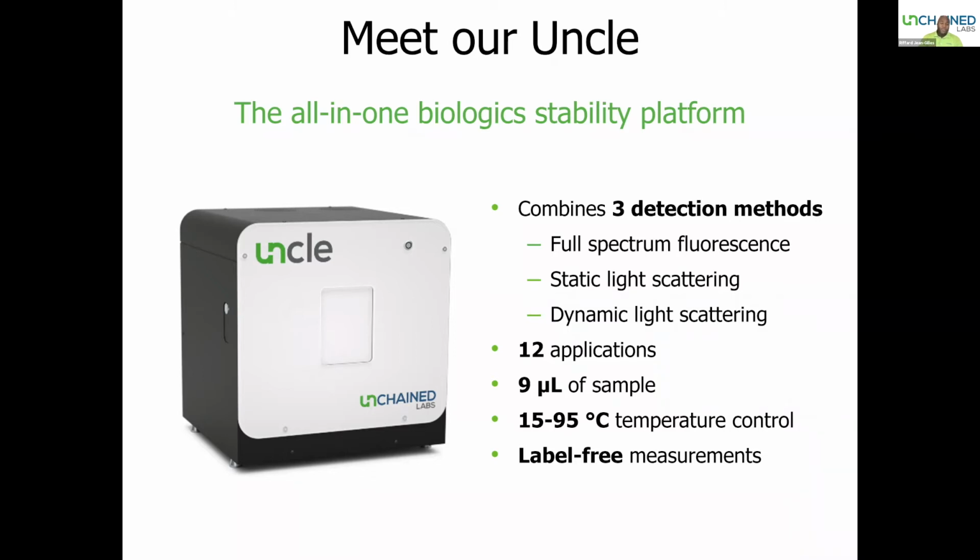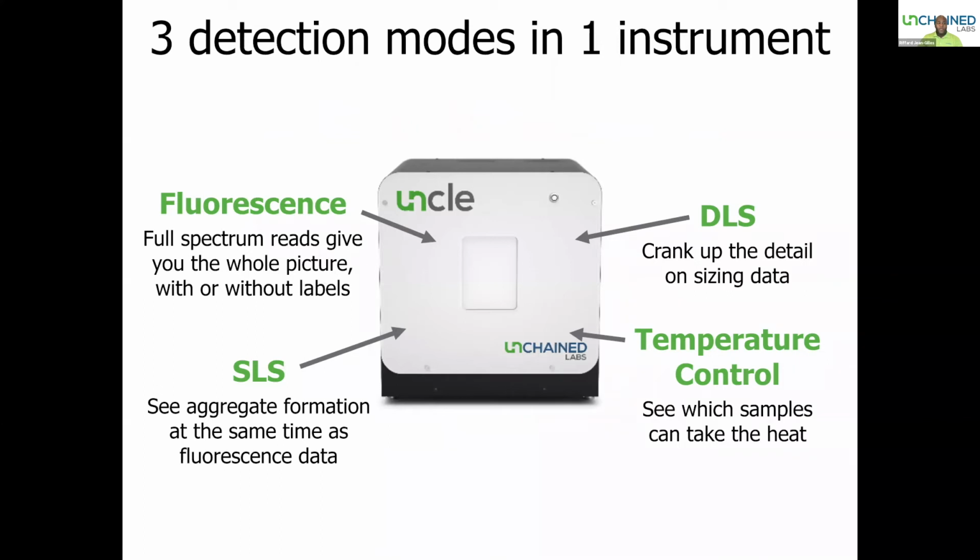It has temperature built in, so we're able to go from 15 to 95 degrees Celsius. And of course, it's label-free measurement, meaning that it's all based on intrinsic fluorescence, right? So in short, what we really have here is this platform that has the ability to characterize all of those 3 methods. So again, full spectrum fluorescence, static light scattering for aggregate detection, and dynamic light scattering to look at the exact size. And we'll see exactly how that's relevant based on the data to characterize your samples. Okay? And finally, this is of course based around the idea that it's all temperature controlled.